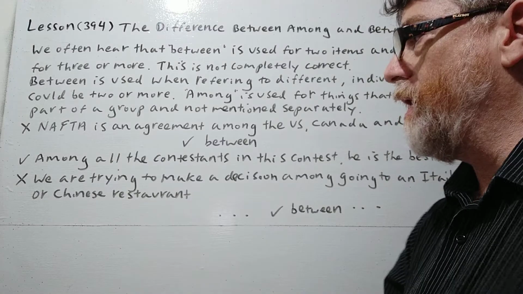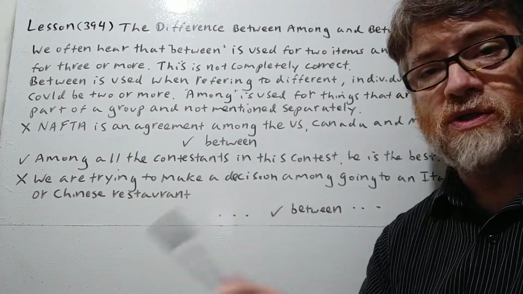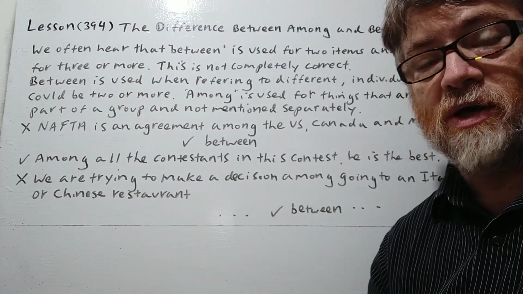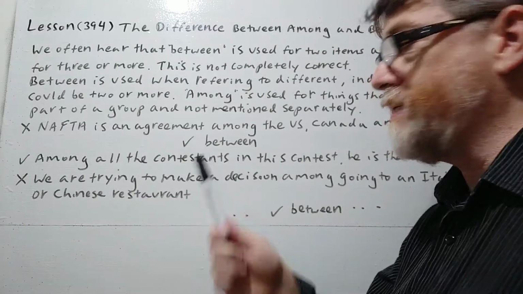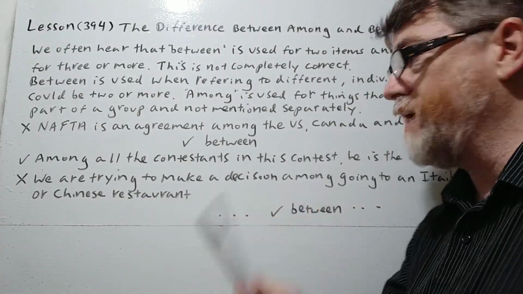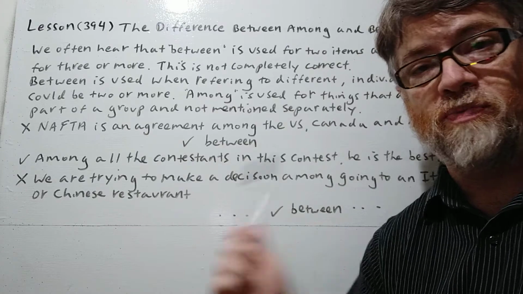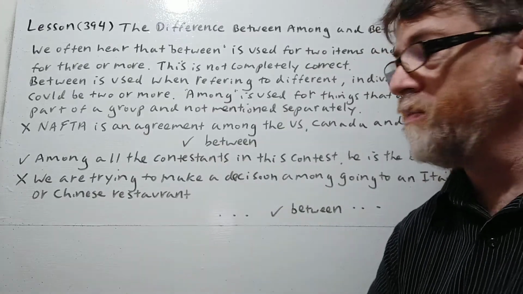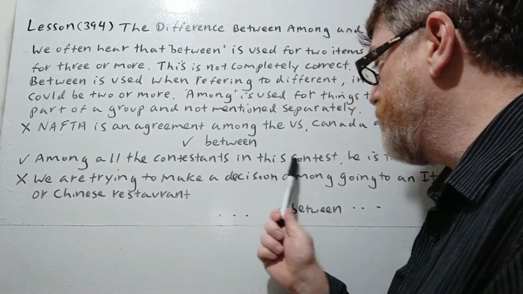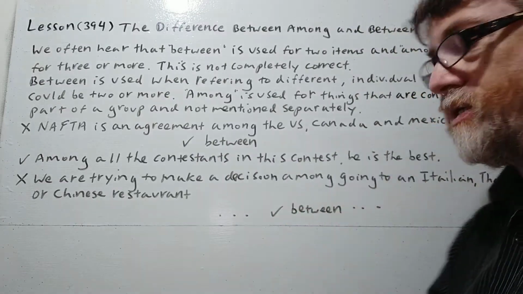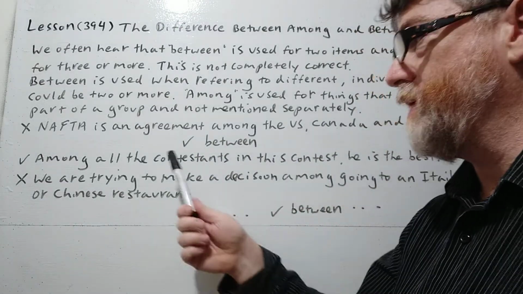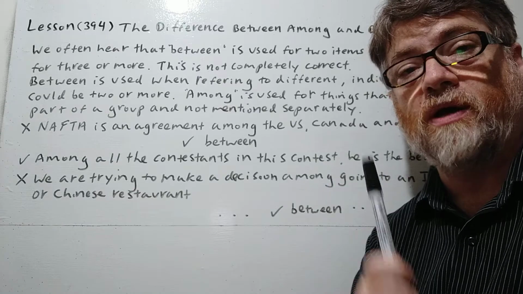among. Okay. All right, now here's just a regular one where among would be fine. Among all the contestants in this contest. So you're thinking about them as a group, all the contestants as a single group. So you use among. Among all the contestants in this group, he is the best. Okay, that would be a good example of where and when you should use among.